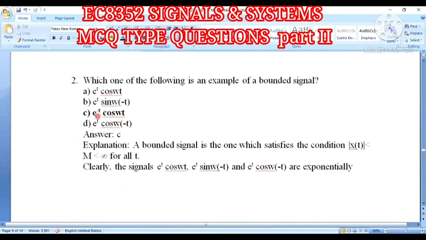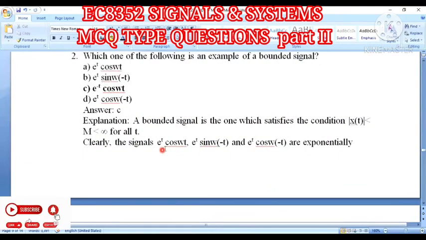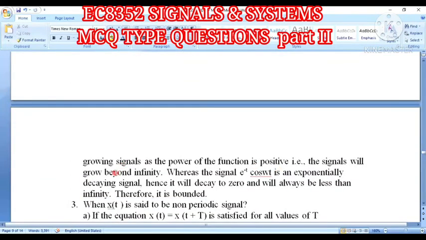So clearly the first signal, e to the power of t cos omega t, the second signal, e to the power of t sin omega t, and the last signal, e to the power of t cos of omega minus t, are exponential signals. Look at the signals. They are exponentially growing signals. Here also e power t, here also e power t, here also e power t. So all these three signals are exponentially growing, that is, rising exponential.